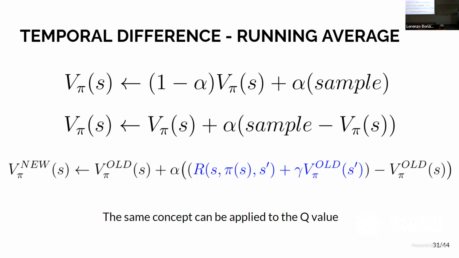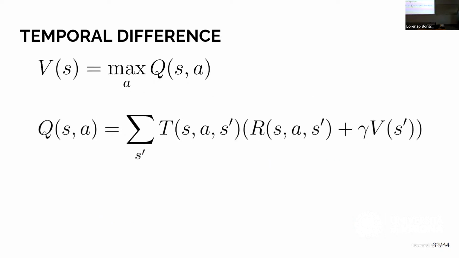And this same concept can be applied to Q value. So we can estimate the Q value in the same way. So we have Q new, Q old, the same thing. And in each state, the value of a state is the maximum over all the Q values. And this is the equation for the Q value. But we know we don't have the transition probability, but we will compute it by averaging over the samples simply.